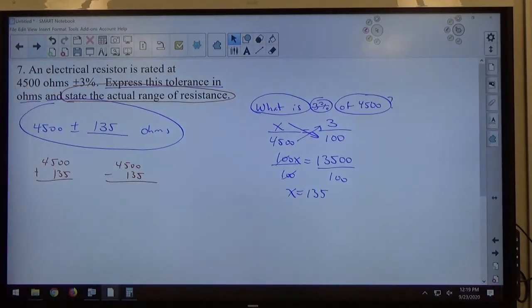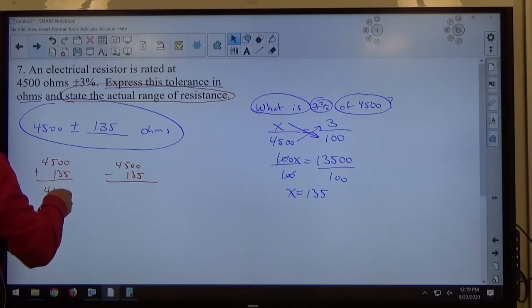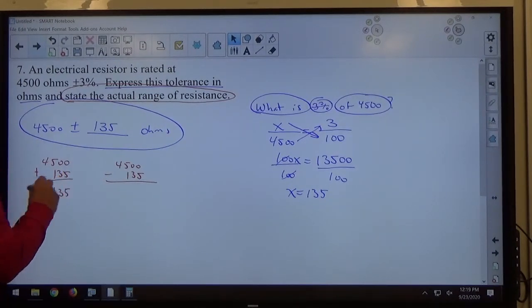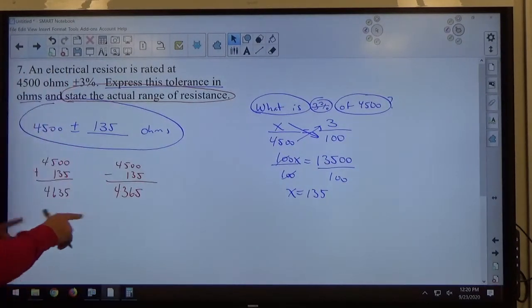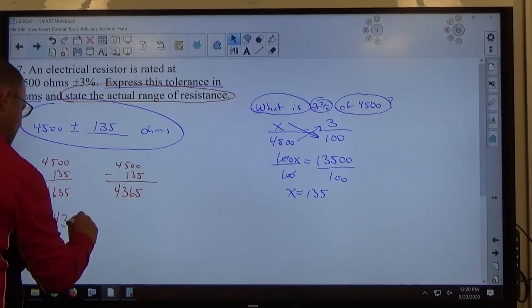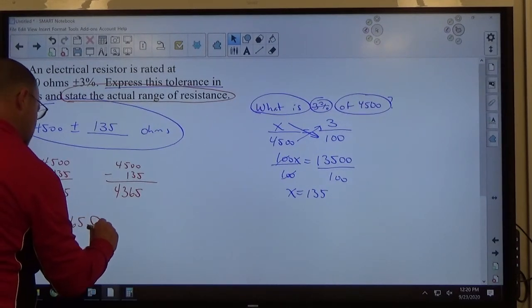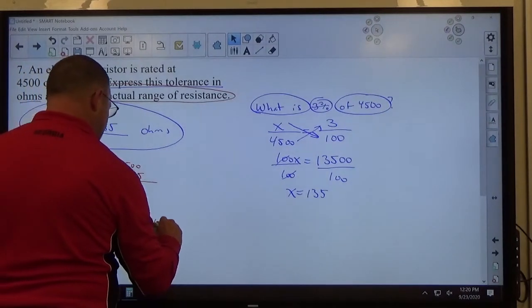So I'm going to do 4,500 plus 135 and 4,500 minus 135. And use calculators as necessary if you wish. This is 4,635. This is 4,365. So the actual range, small to large, is going to be 4,365 ohms to a maximum of 4,635 ohms.